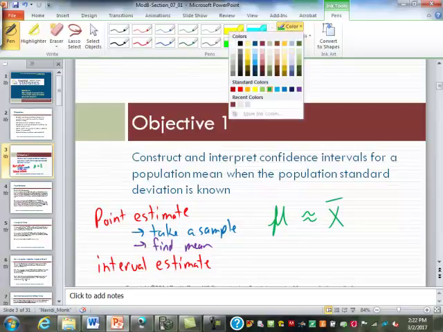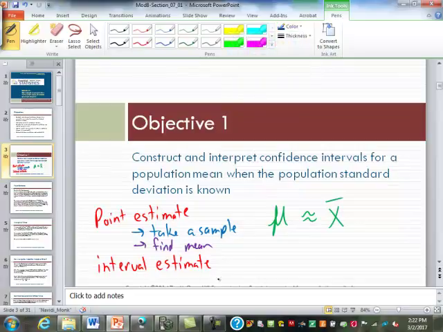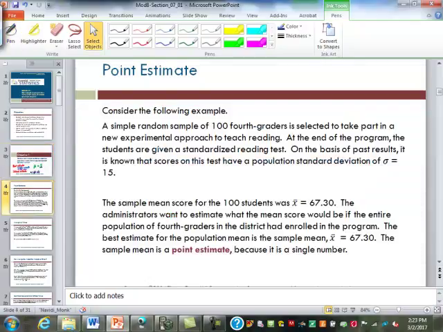In interval estimate, we're going to use what we know about the sampling distribution, and we're going to construct an interval. Rather than saying it's approximately equal to that number, we're going to say that the sample mean should be between these two numbers, A and B. And we'll look at how do we find those numbers A and B as we go along here.